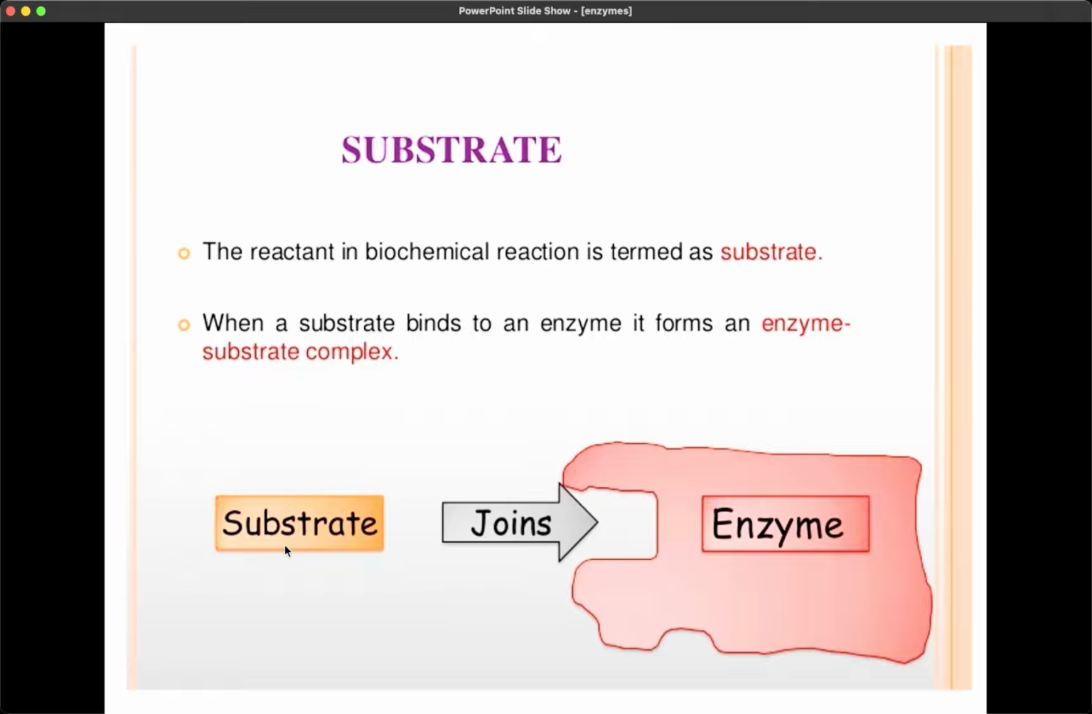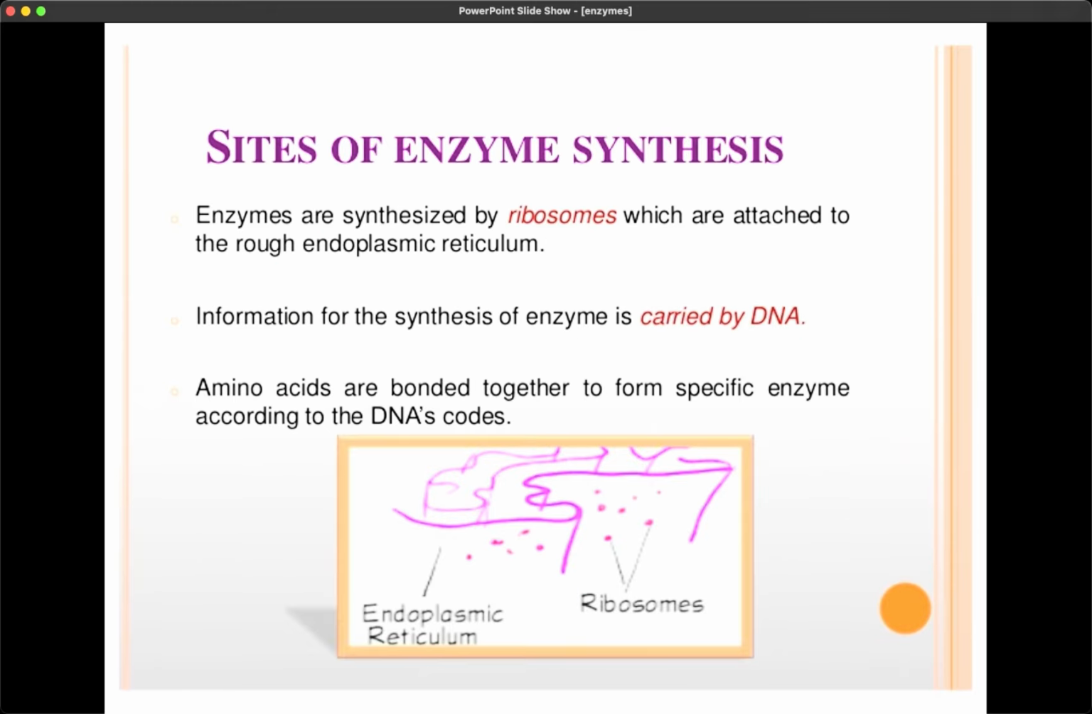Then the substrate reaction happens. Maybe it is cut into 2 or 3 parts. Then it is separated, the reaction happens here and it separates from the enzyme, and forms the products. Then later it forms the enzyme product complex, or the enzyme and product.